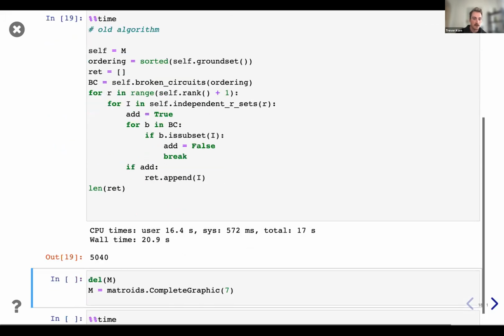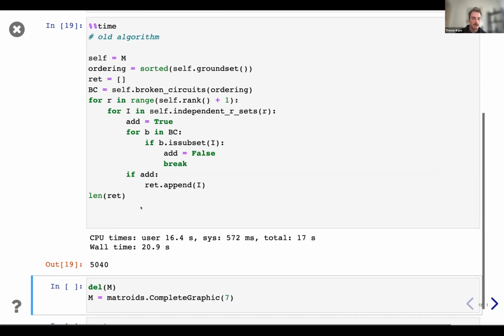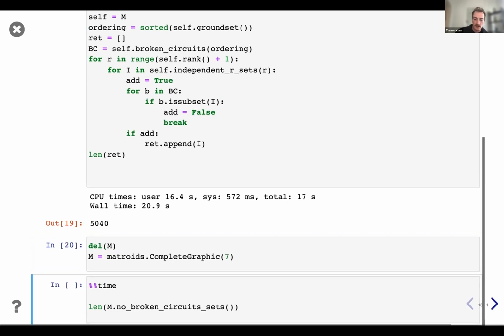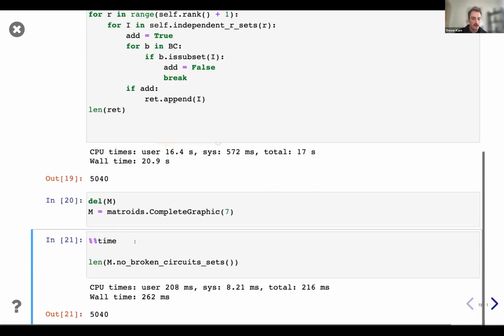So you see it takes about 20 seconds here to find the 5,040 different no broken circuit sets. And again, I'll delete M just so that you know I'm not cheating and nothing's cached here. But if we go ahead and run it here, there's a pretty significant time savings there, down to 262 milliseconds.